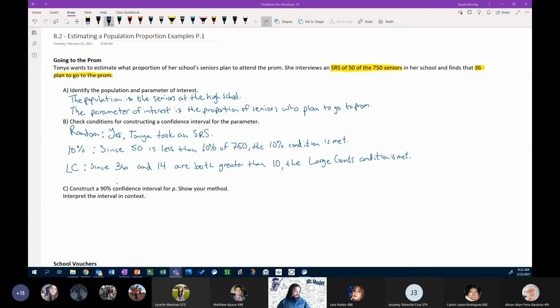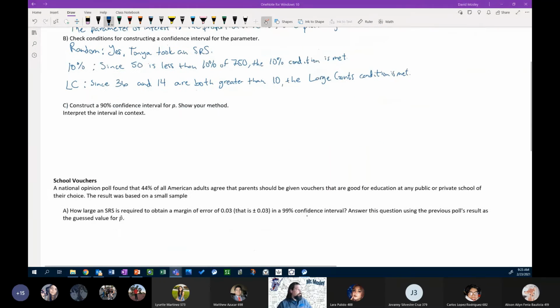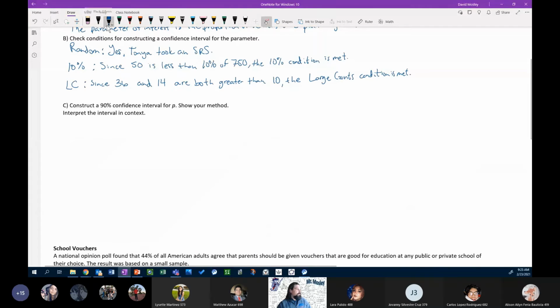All right, so part C now is where we construct a 90% confidence interval for p. We need to show our method and then interpret the interval in context. All right. So we know, or at least right now we have p hat. That is our 36 out of 50, and that is our 0.72. Right. We want a 90% confidence interval.